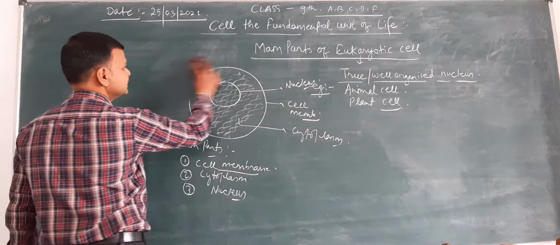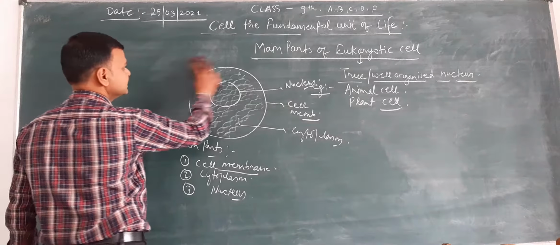Why is it called a main part? Because this is found in all the eukaryotic cells, be it a plant cell or an animal cell. So the subtopic is cell membrane. The first study about the membrane is its organization, meaning how it is formed. The best explanation for the organization was given by two scientists, Singer and Nicholson, and they have suggested the arrangement of the cell membrane.